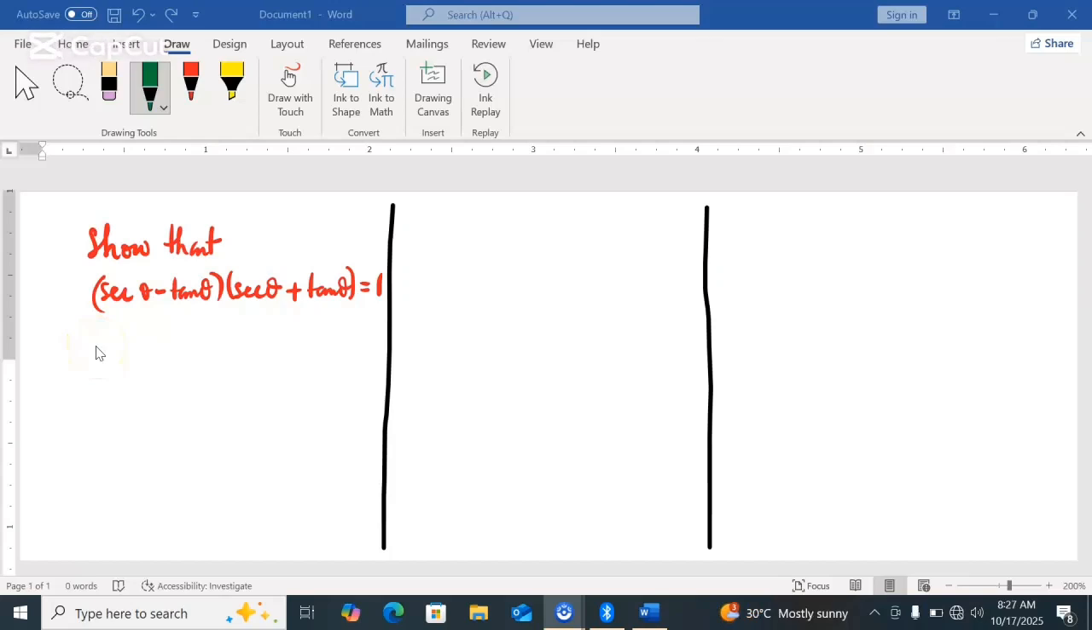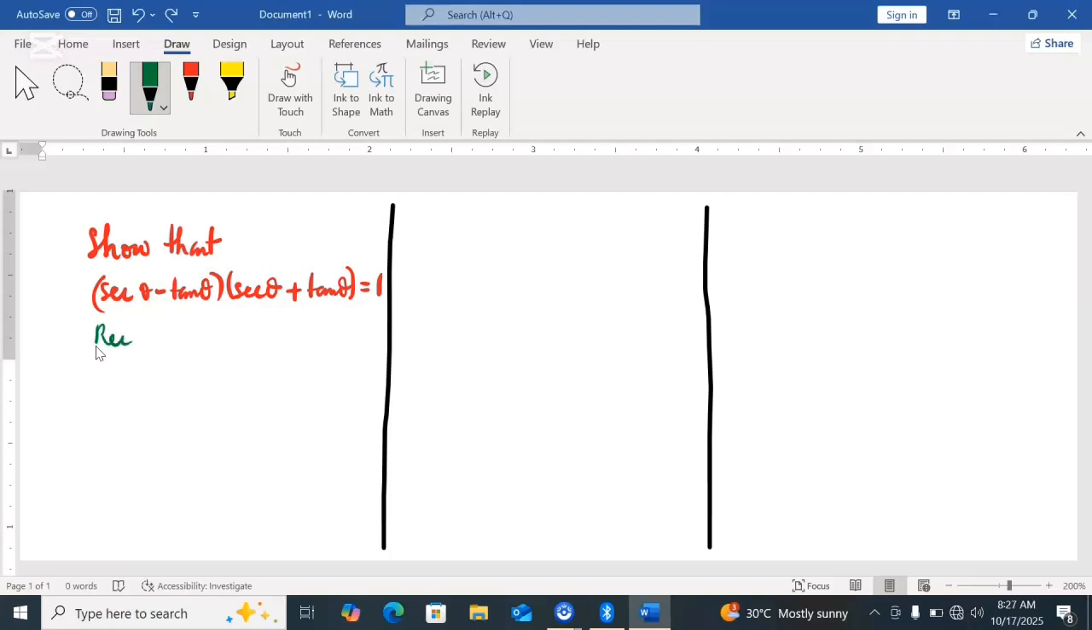In this video, I shall be showing you how to get this done. Okay, so (sec theta minus tan theta) in one bracket multiplied by (sec theta plus tan theta) is 1. So that's what we want to prove. Now what we are going to do will be to start with recalling the difference of two squares.